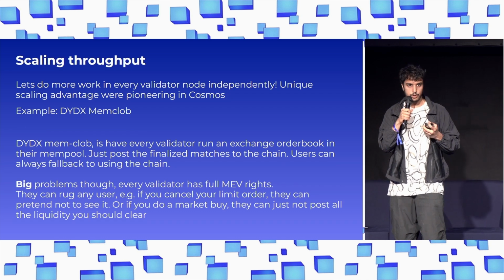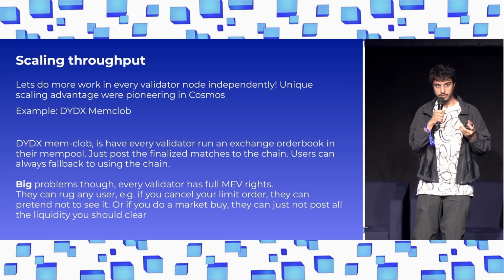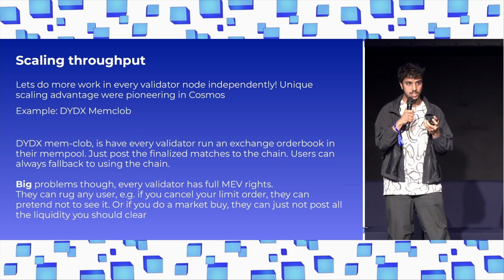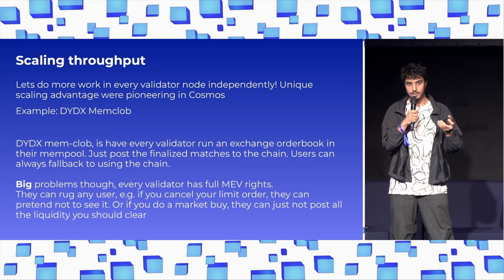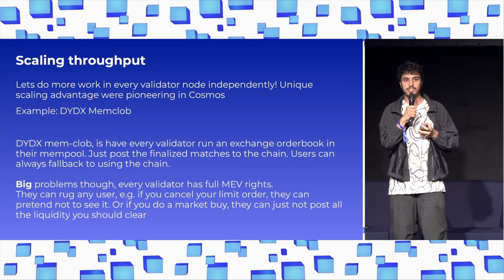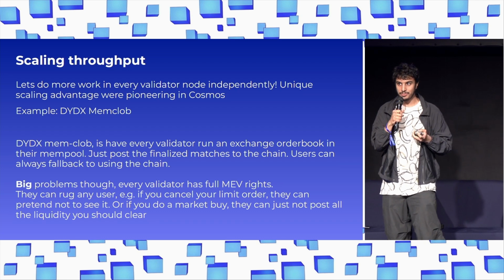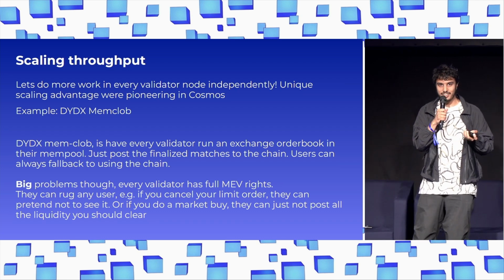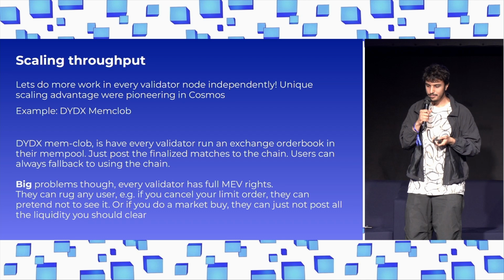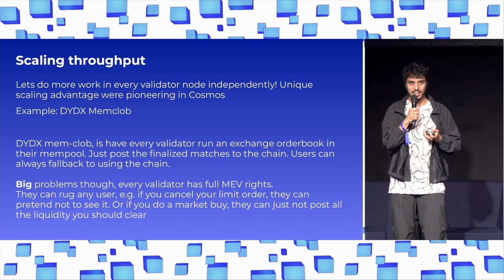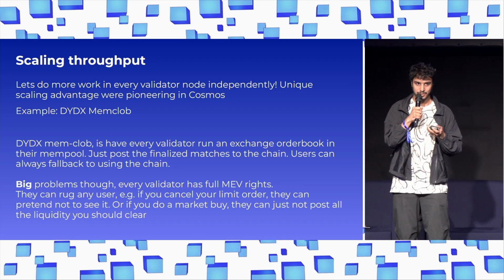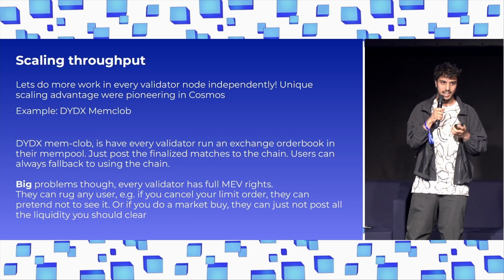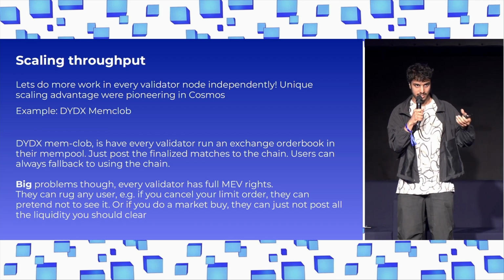So the idea is that you can place and cancel limit orders with no gas and much more cheaply, because these are only in the mempool. But this has some pretty clear massive problems. Every validator gets full MEV rights. So this means that every validator can basically rug any user: you place a limit order and it should be filled, but they can just pretend to not see it.